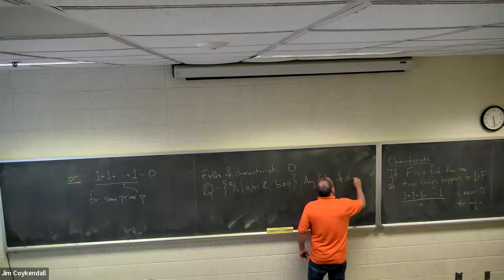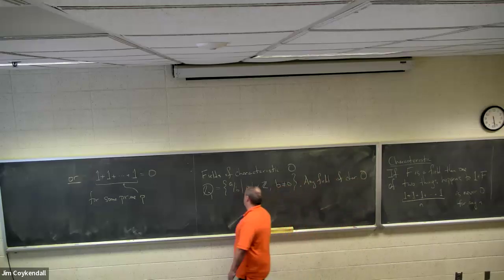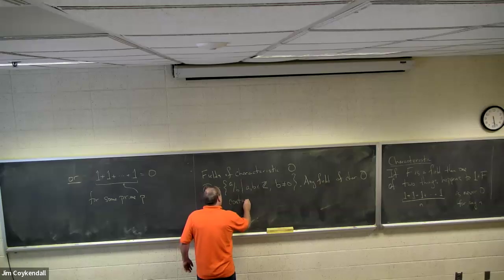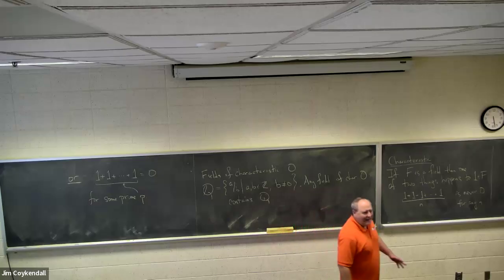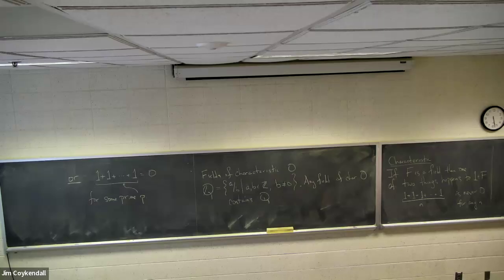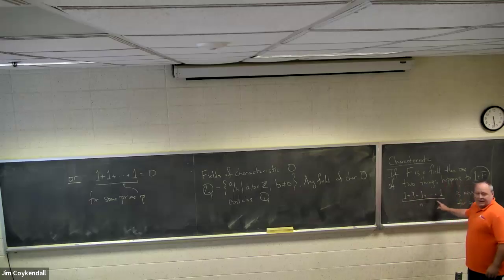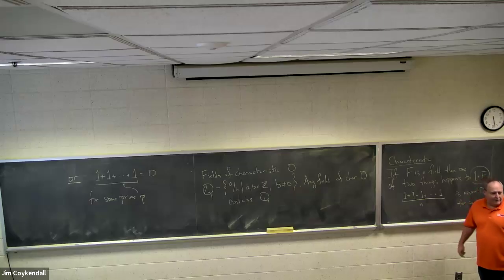Any field of characteristic zero contains Q. Any field of characteristic zero contains a copy of this field. All right. Anybody, can you see why that's true? Notice I said that one of my rules is a field has this one. Okay, if it's characteristic 0, that means that this thing, no matter how big it is, never hits 0.